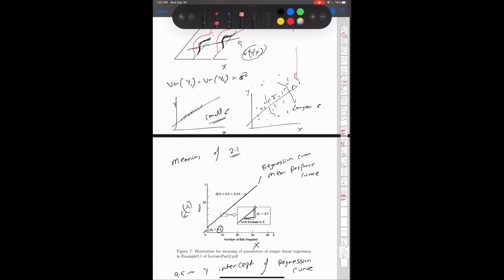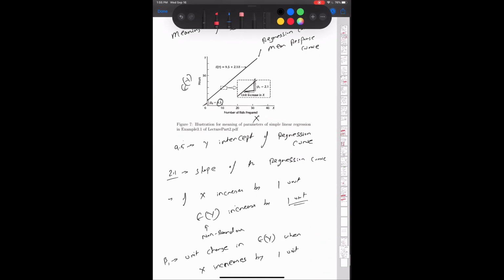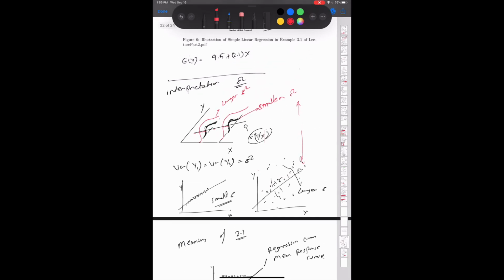So beta 0 talks about the intercept of this regression line, beta 1 talks about the slope, and what beta 1 represents is the unit change in the expectation of yi, which is the most important part. It's the expected change in the expectation of y when x increases by 1 unit, and sigma square represents how much uncertainty there is in the regression line.